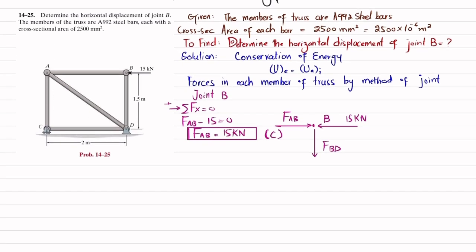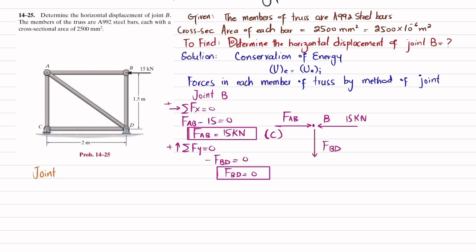Now we'll apply another equation: the sum of all forces along the y direction must be equal to 0, with upward force taken as positive. You can see only force FBD is acting. There is no other force. So it means that FBD is equal to 0. Now this is for joint B. We will move toward joint A.